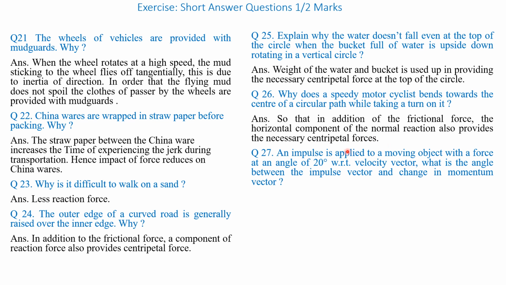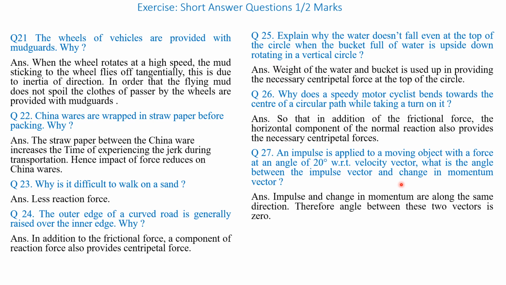Next question. An impulse is applied to a moving object with a force at an angle of 20 degrees with respect to the velocity vector. What is the angle between the impulse vector and the change in momentum vector? Answer is, impulse and change in momentum are along the same direction. Therefore, the angle between the two vectors is 0.